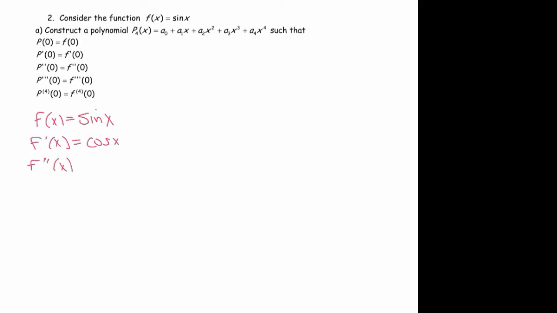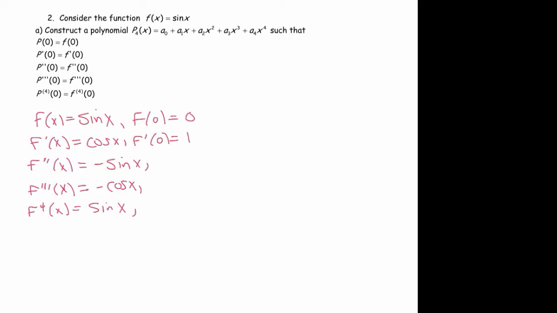f double prime would be negative sine, f triple prime would be negative cosine, and the fourth derivative is going to be sine again. Alright, and therefore f of 0 is equal to 0, f prime of 0 is equal to 1, f double prime of 0 is equal to 0, f triple prime of 0 is equal to negative 1, and the fourth derivative at 0 is equal to 0.